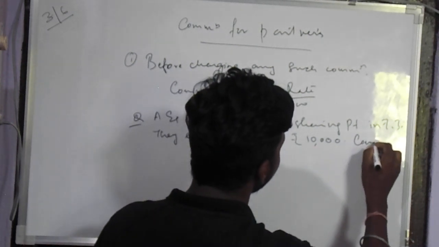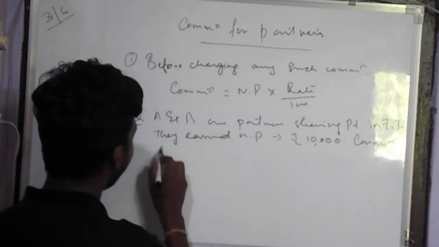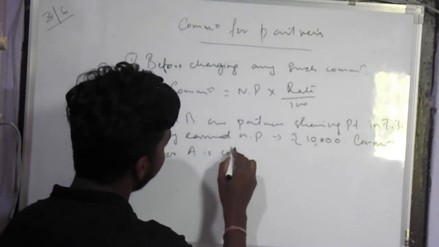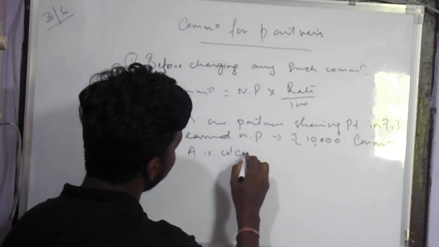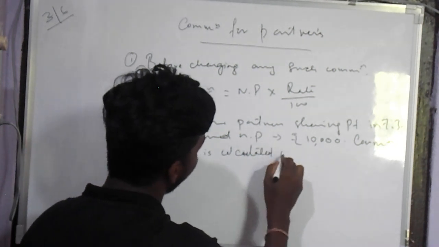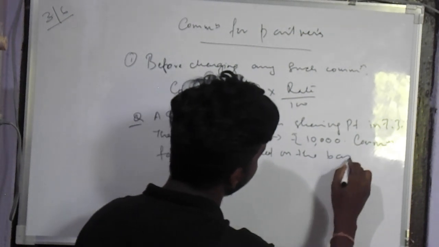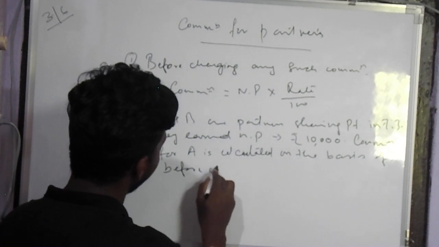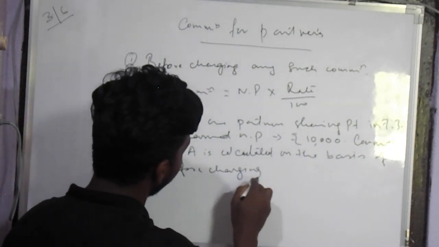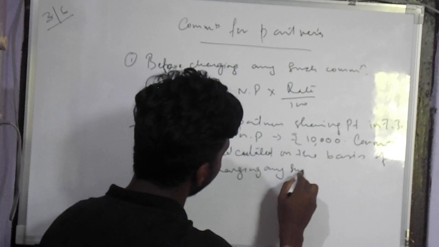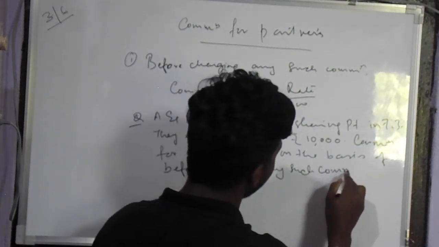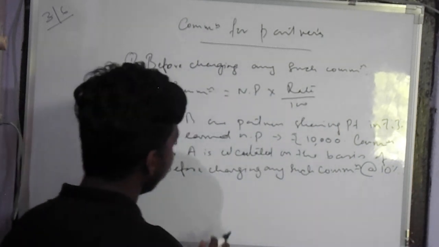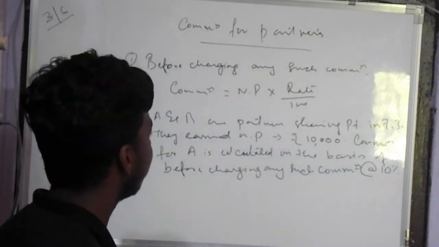Okay, then commission for A is calculated on the basis of before charging any such commission at the rate 10%. Okay, so how will we calculate? It is a very simple question.